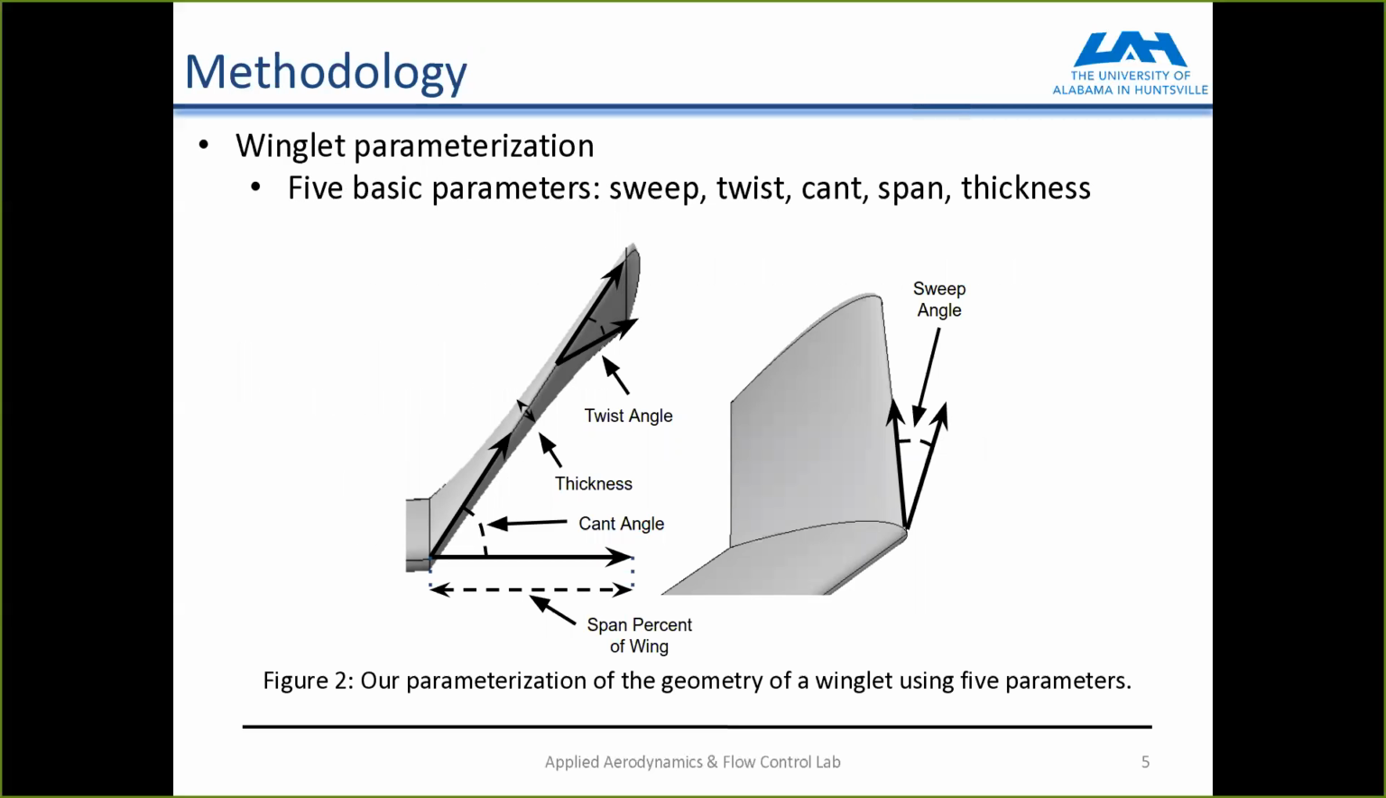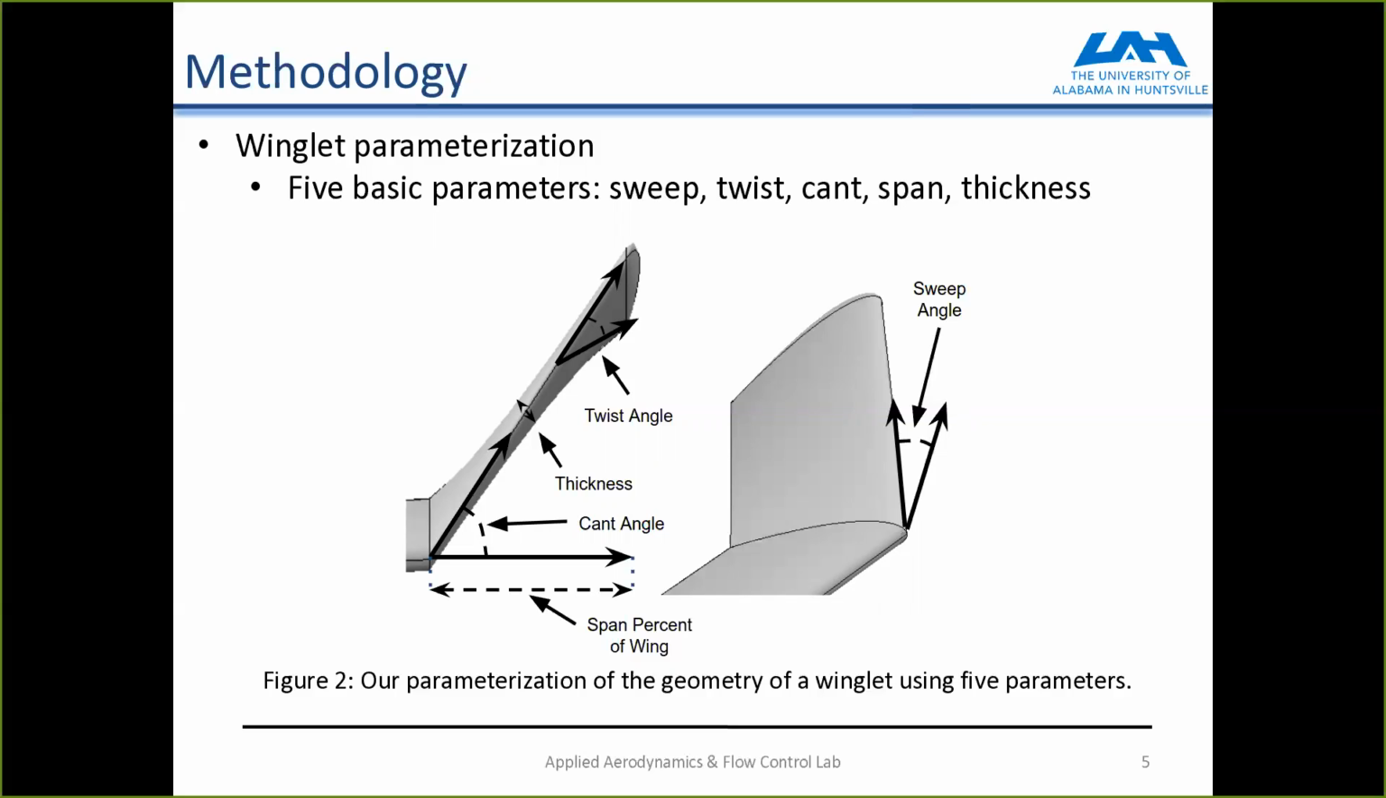So onto our methodology. First, we have the 3D winglet parameterization. This is the actual main geometry and the 3D component of the winglet itself. We reduced it down to 5 basic parameters: sweep, twist, cant, span, and thickness. They're all represented here in figure 2 in their respective places. Note here that span represents actually span percent of the wing, as noted in figure 2.